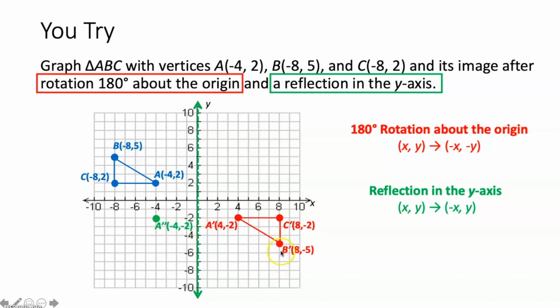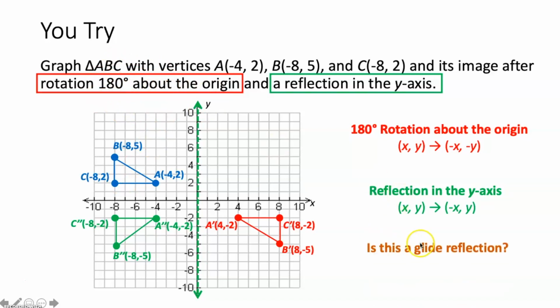If B prime is at 8, -5, then B double prime is going to be at -8, -5. And then if C prime is at 8, 2, then C double prime is going to be at -8, -2. And there is triangle A double prime, B double prime, C double prime, the image of triangle A prime, B prime, C prime after it's been reflected in the y-axis, which was the image of triangle ABC after it's been rotated 180 degrees about the origin.